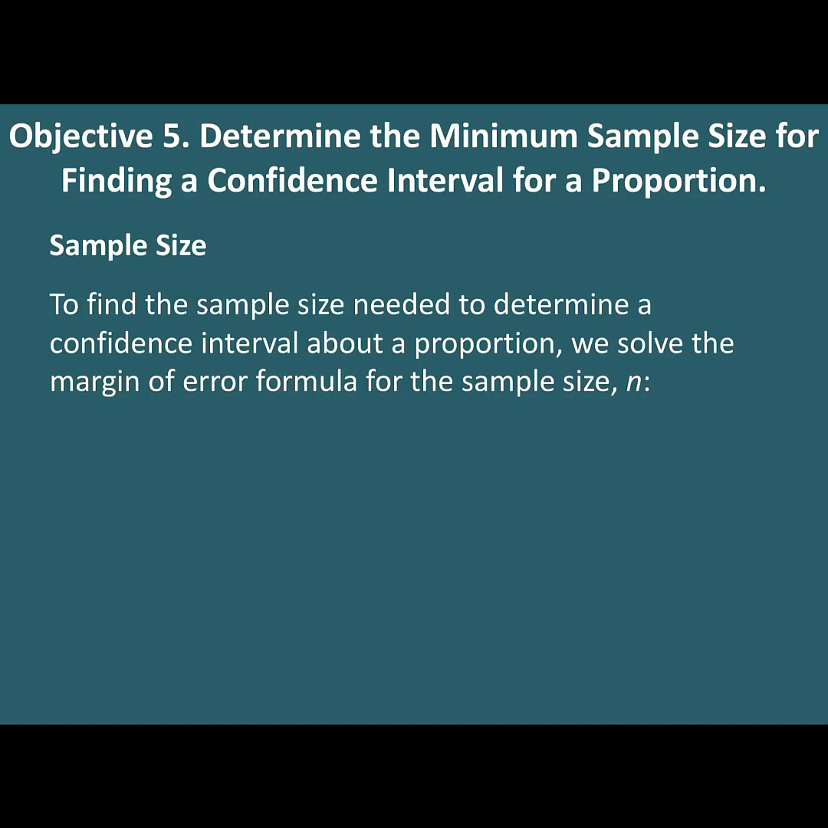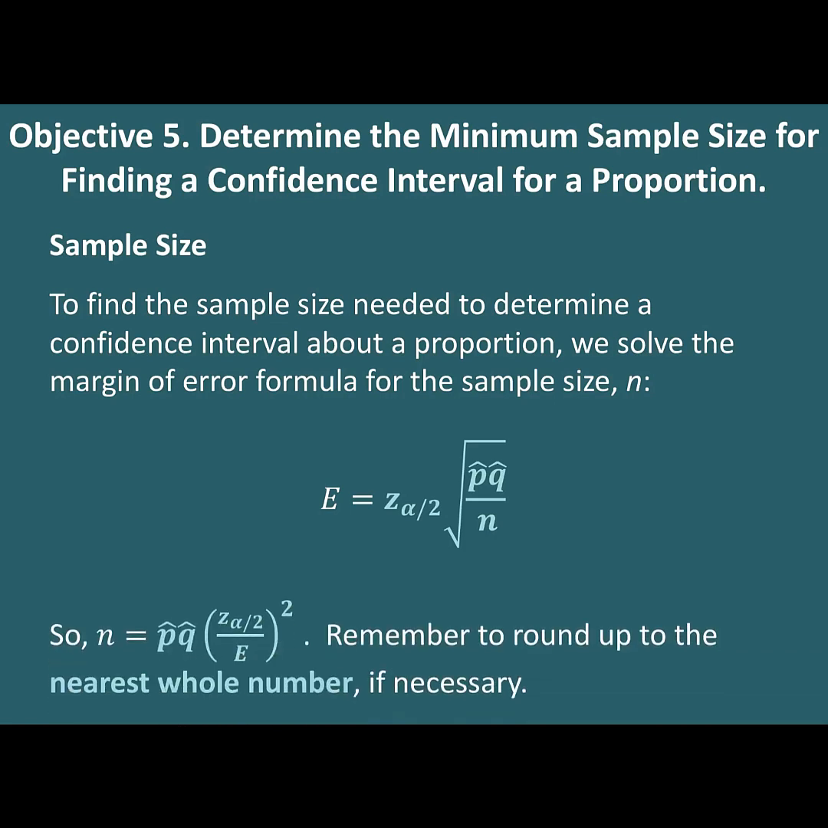Sample size. To find the sample size needed to determine a confidence interval about a proportion, we solve the margin of error formula for the sample size n. Here, let's take the margin of error formula and go ahead and solve for n. By solving for n, we get the following formula. Here, remember to round up to the nearest whole number if necessary.